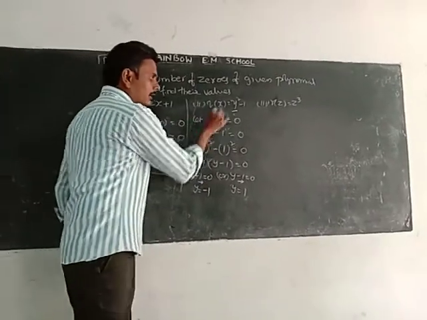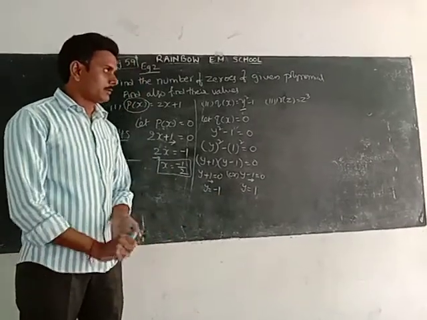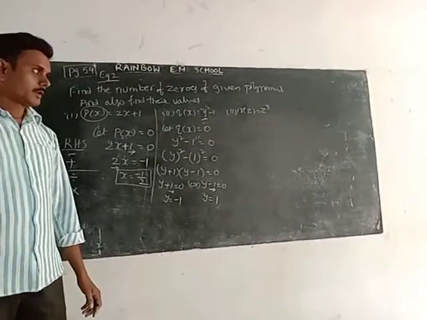Observe here, what is the degree of this polynomial? 2. That means 2 zeros will be possible. For this one also, how many zeros are possible? The degree of z power 3 is 3.